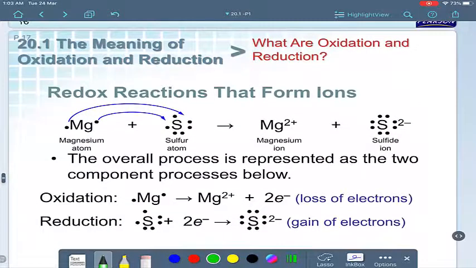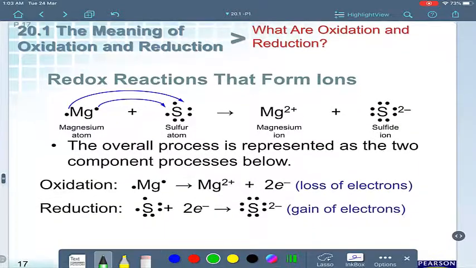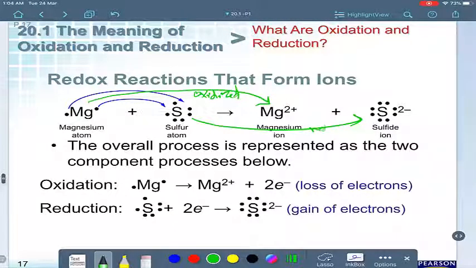We can do something and we have to learn this. In this reaction we have magnesium. What happens? Again, oxidized. What happened to sulfur? Reduced. It means oxidation happens to magnesium and changes into Mg positive 2, and it loses 2 electrons.